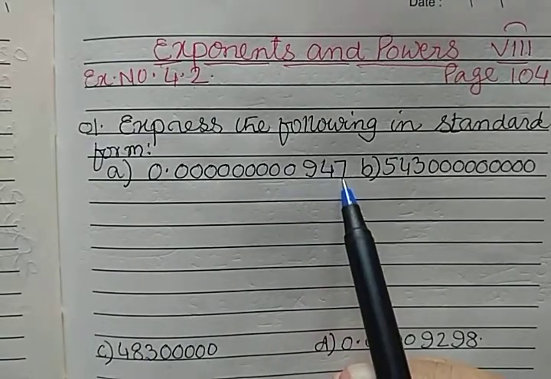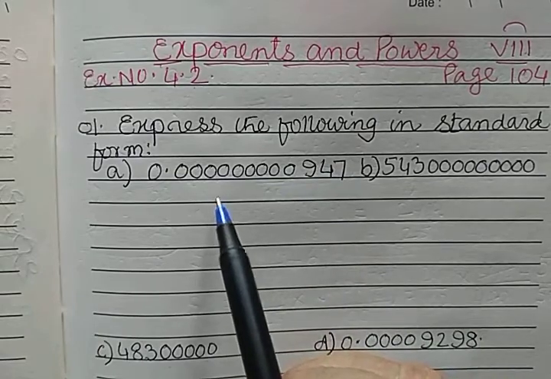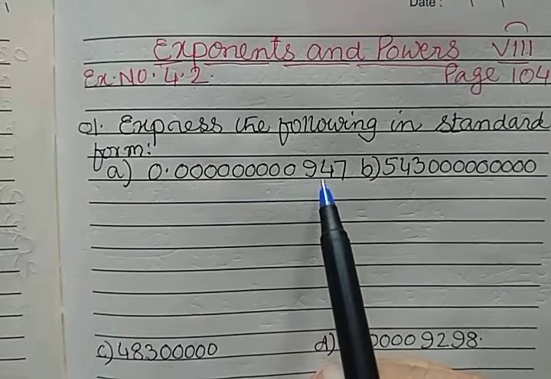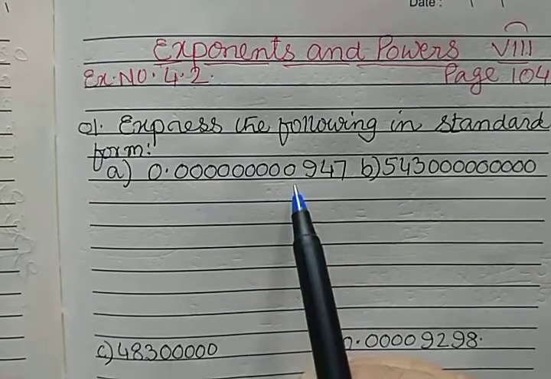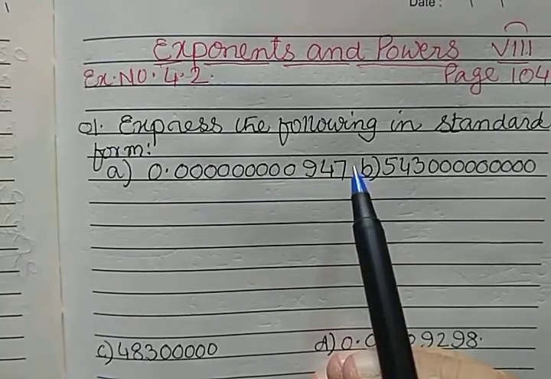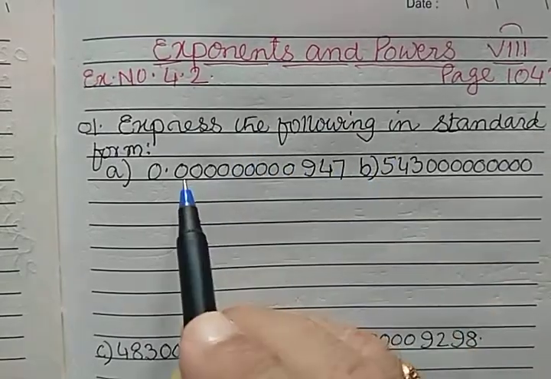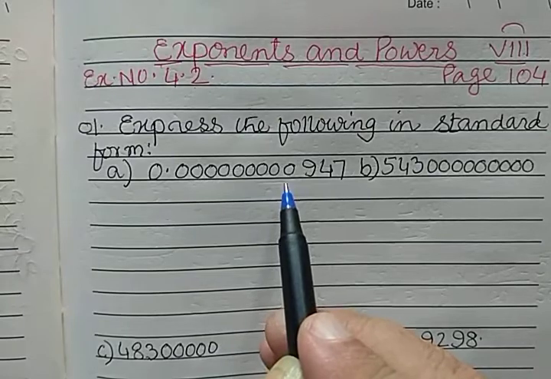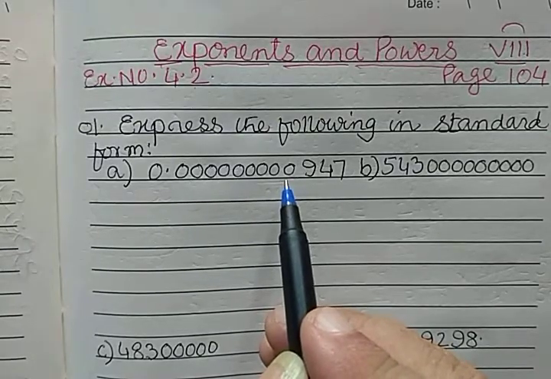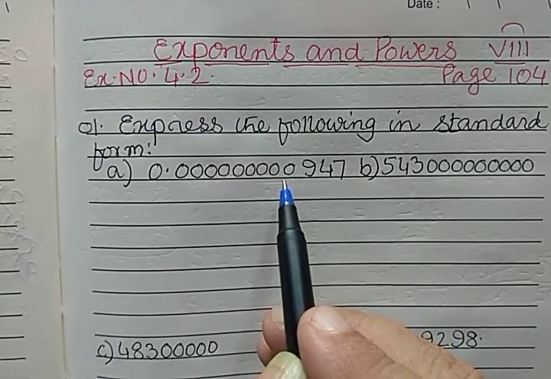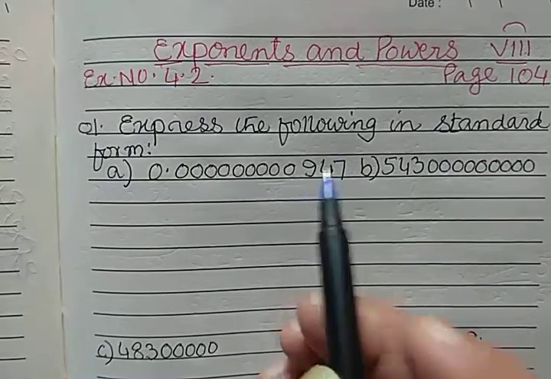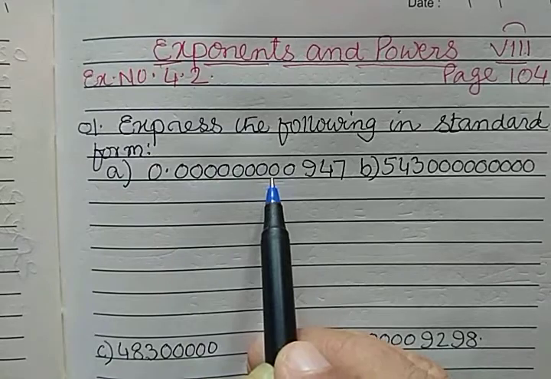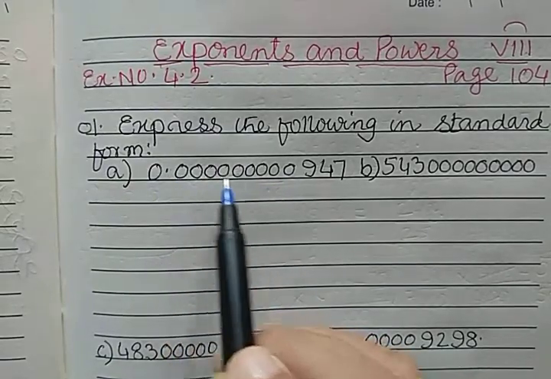Clear? It is very difficult to spell this. So we can convert this into a standard form. What is that? In place of these zeros, we write it as some multiple of 10. How? Now this is a decimal number.